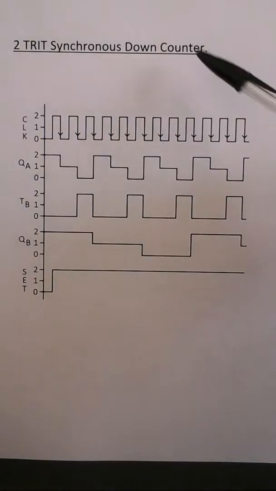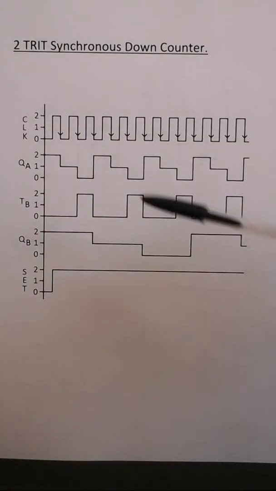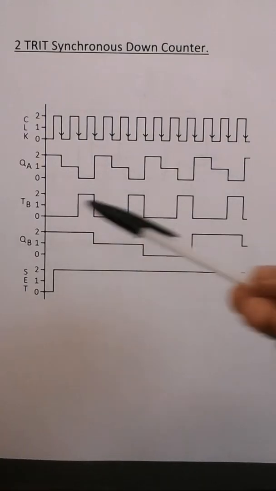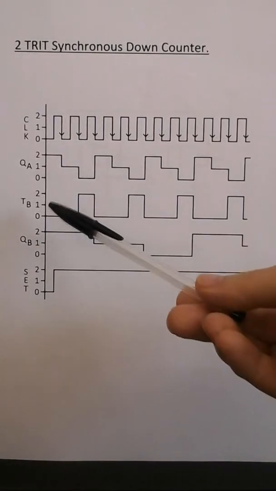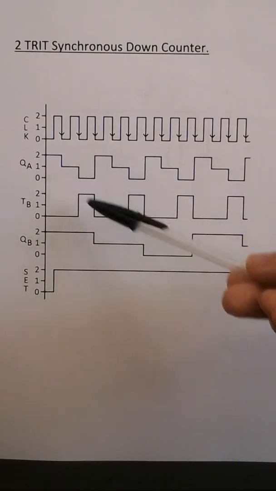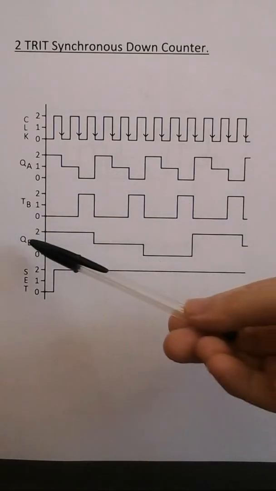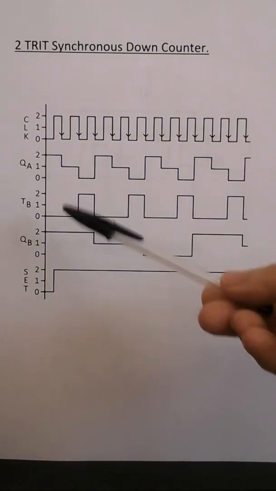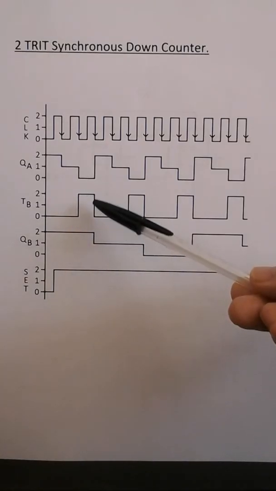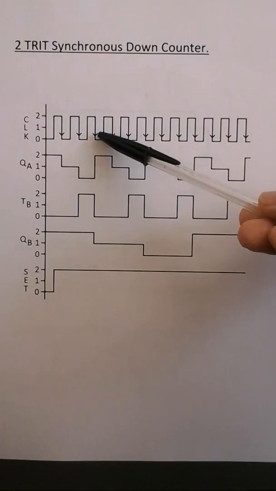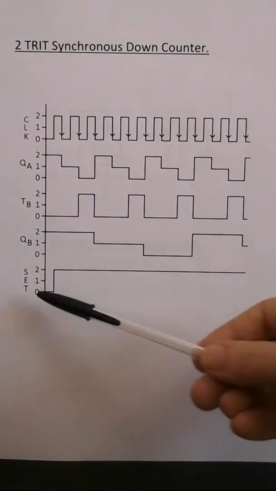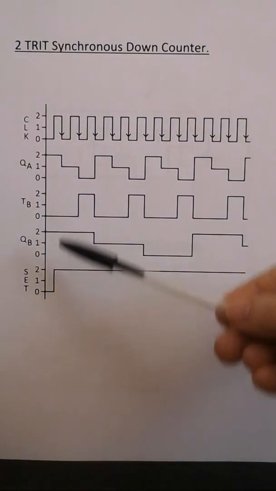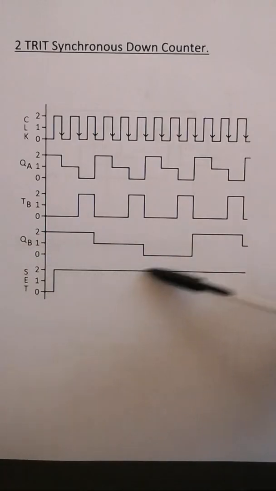We have the ternary synchronous down counter timing diagram. So QA counts down, TB is a 2 when Q equals a 0 and a 0 otherwise, and QB counts down when TB is a 2, and on the negative edge of the clock pulse it counts down. So it goes from 2 to 1 to 0 back to 2. And we have a set function here which sets QA and QB to 2.